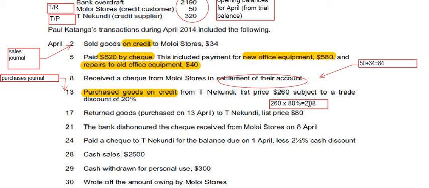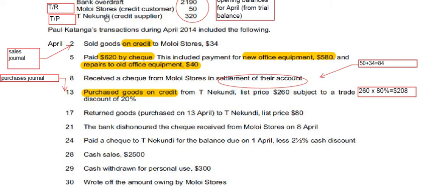So this 208 is the price after the trade discount, and this is the amount which will appear on the invoice which you would receive from Nikundi. So 208 is what you need to pay to him or her. Okay, so we calculated it, but we're not going to enter it in the cash book. We'll see when we enter that. We'll come back to that.